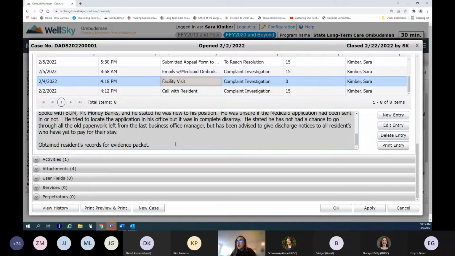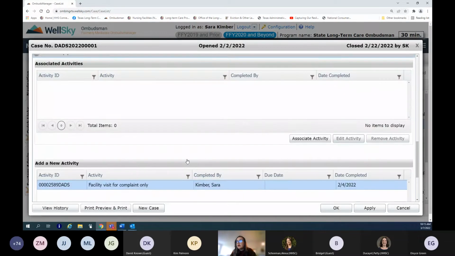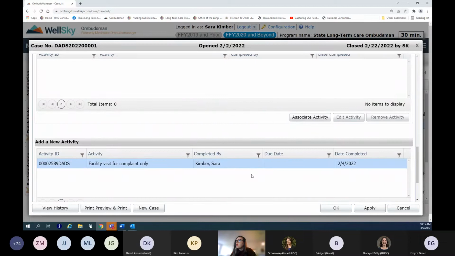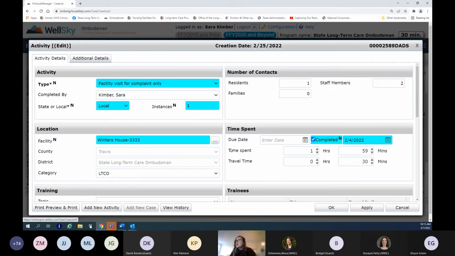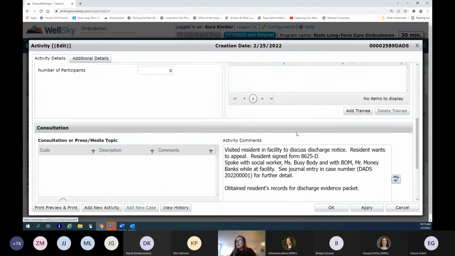That's really important. And if we just jump down here now, I see that in activities, I do have a facility visit for complaint only documented on that day, which we clearly described in the journal entry. I'm going to click on it and go into it and see what this looks like. So we can see here that I talked to one resident, I talked to 2 staff members. That was clearly delineated in my journal entry. I've got the location going down here.